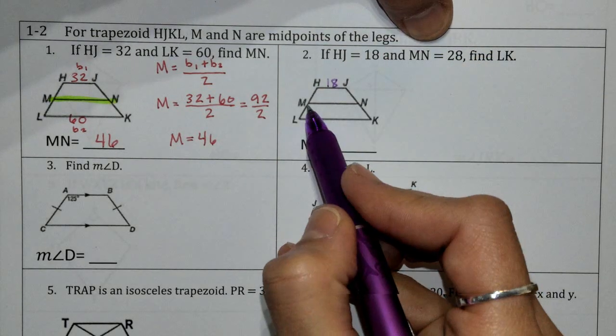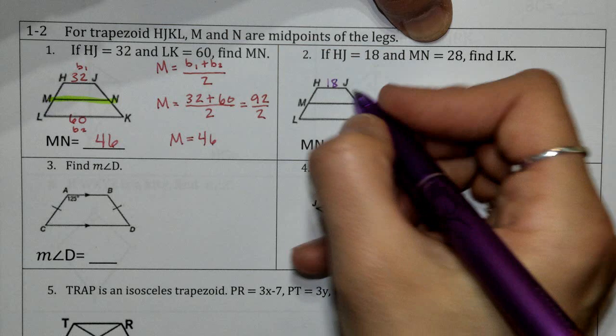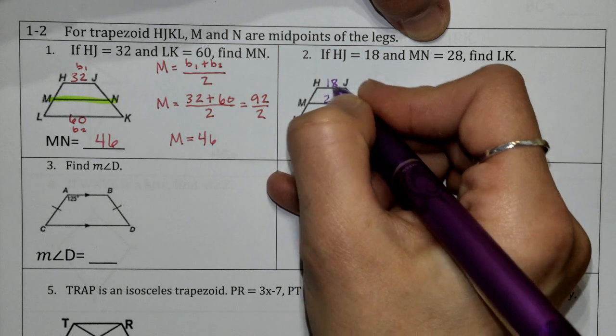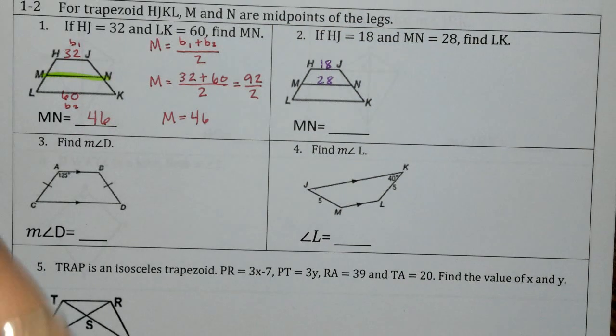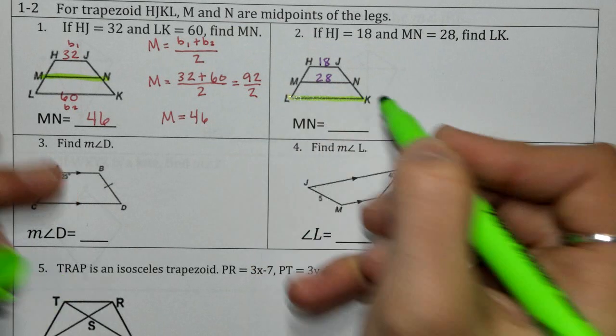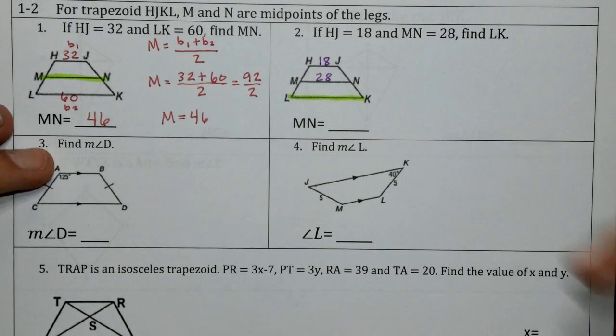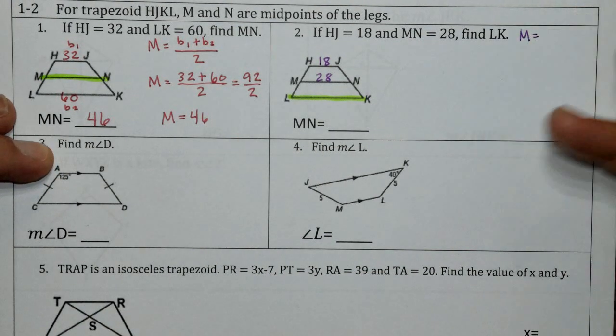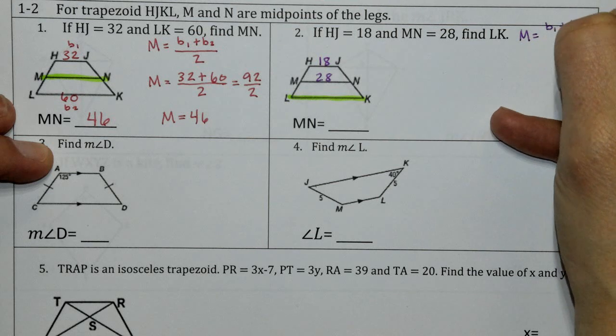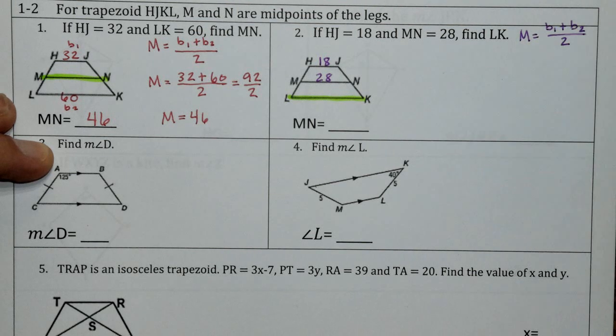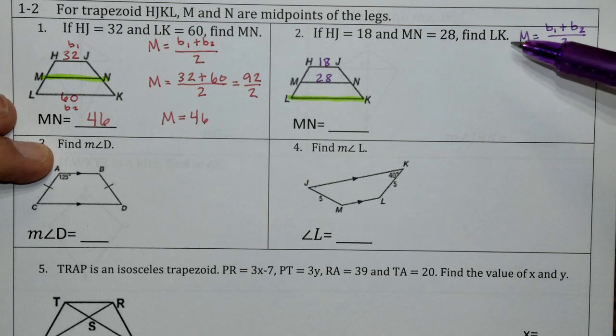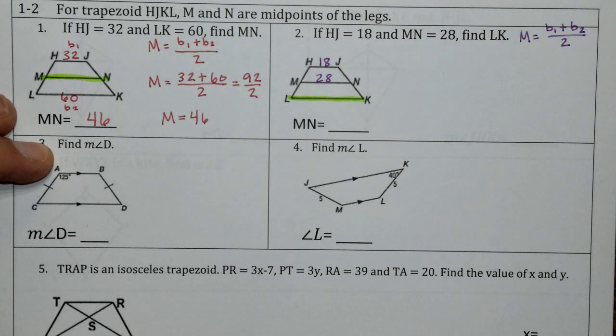And we're told that MN, that's the median, is going to be 28. We want to find LK. LK is the other base. So using that same formula, our median is base 1 plus base 2, all divided by 2. This time we're plugging in for M and we're plugging in for one of the bases.